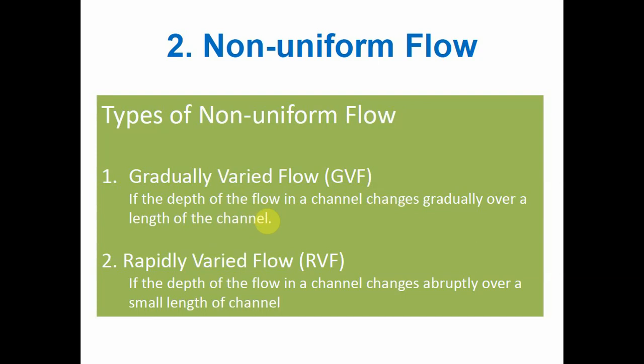Then rapidly varied flow is the flow in which the characteristics of the flow change abruptly over a small length of the channel. Then it is called rapidly varied flow. That is, if the depth of the flow in a channel changes abruptly over a short length of the channel, that is called rapidly varied flow.